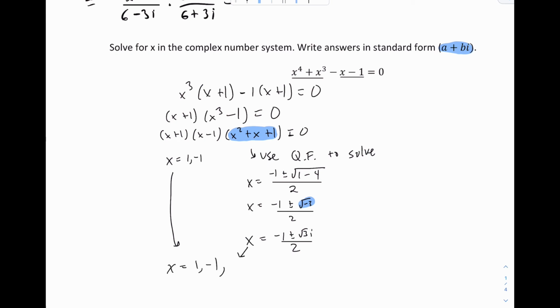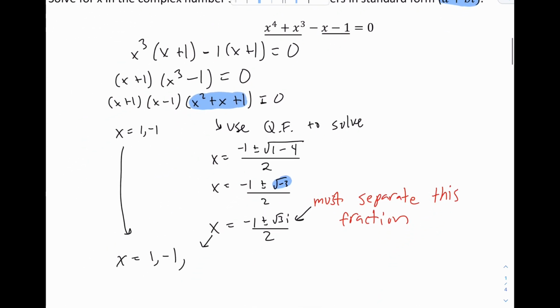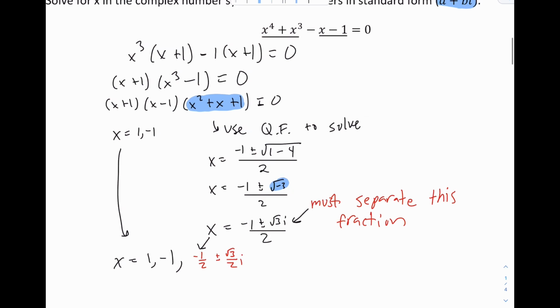And now we're just going to put these together. 1, negative 1. And make sure you make a note to yourself. I'll use red here. Must separate this fraction. And that's because we have to write them in standard form, which is right here, a plus bi. So now we have our final answer. 1, negative 1, negative 1 over 2, plus or minus root 3 over 2 i. Circle that. And let's move to our final example.